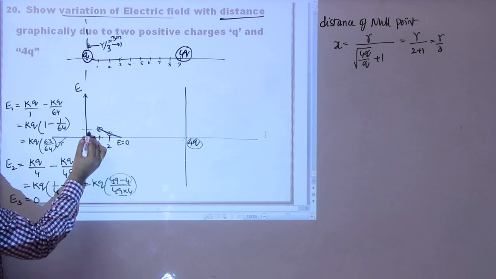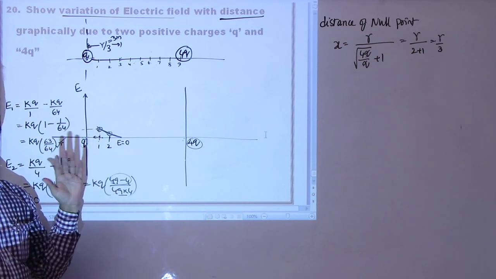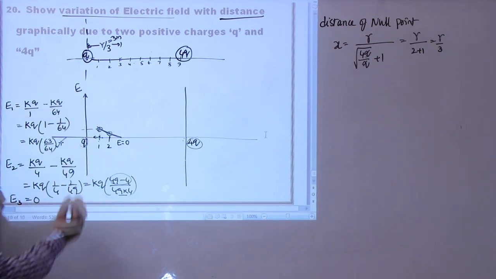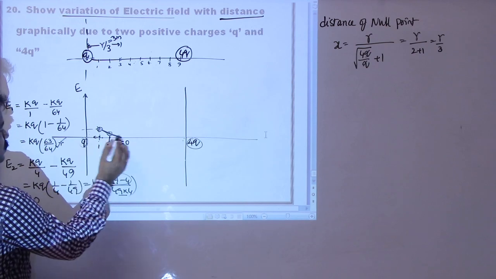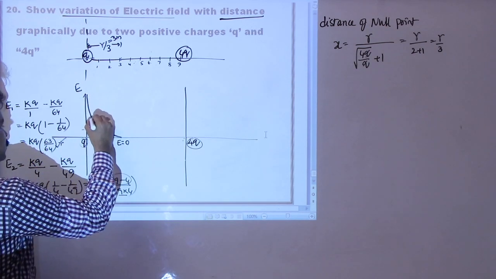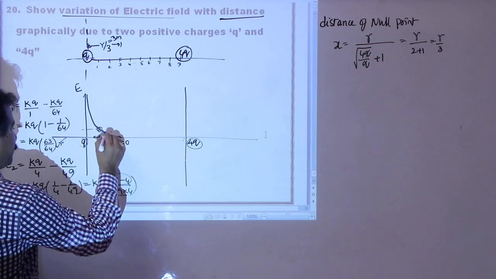But what is the electric field due to this charge at a nearer distance? At a very small distance, the electric field value will be very large and it may be infinity nearer to this charge. So this is the distance, this is the electric field. So this graph will be like this.